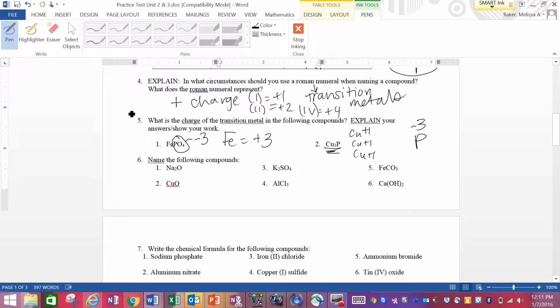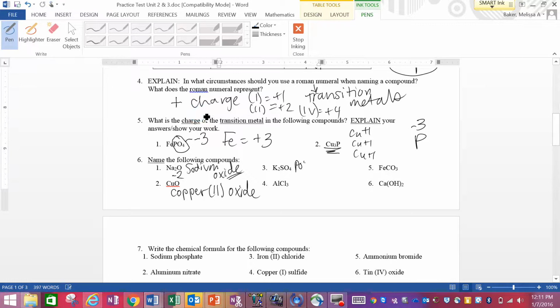Number 6, name these. The first one's easy. Sodium oxide. I say easy because there's no transition metal, so we don't need Roman numerals. Number 2, we've got a transition metal. So I'm just going to write copper, leave it empty so I don't forget it, oxide. Now I've got to look up at the second thing. What charge does oxygen always have? It's always a -2. That must mean copper is a +2. So that would be copper 2 oxide.